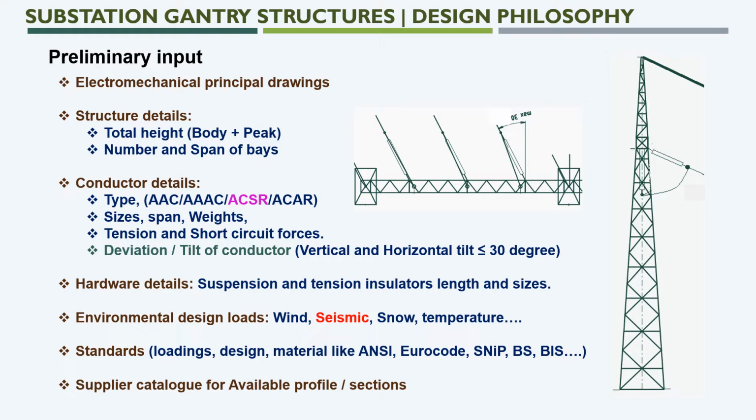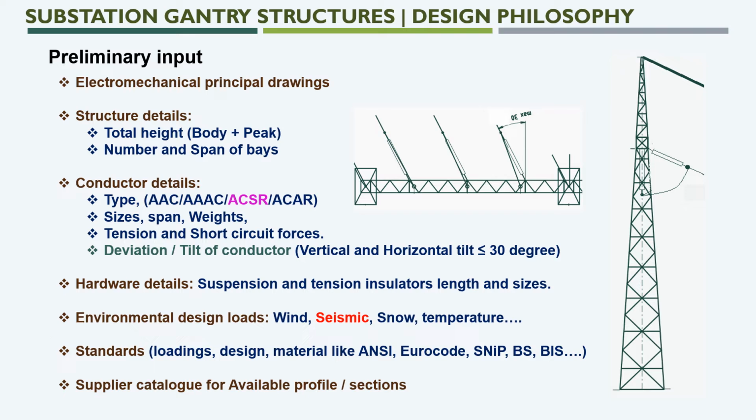So in the electromechanical principle drawings we can identify whether this is limited to only two towers and one girder, or it is going to be extended to another bay. So this will provide you the number of bays and span of the bay. Span is nothing but the center to center distance of towers.